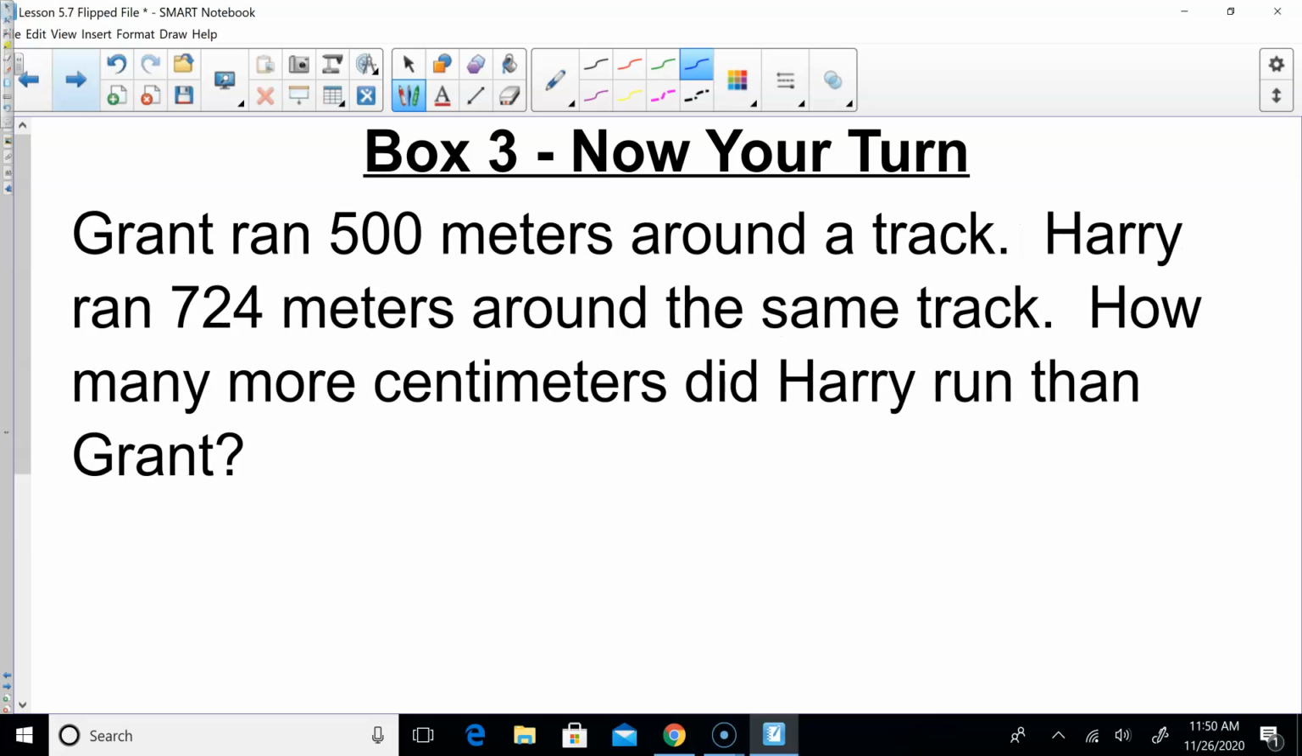Another problem for you is Grant ran 500 meters around a track. Harry ran 724 meters around the same track. How many more centimeters did Harry run than Grant? So you can reread the problem, pause the video, solve it, check for your units of measurement, and good luck.